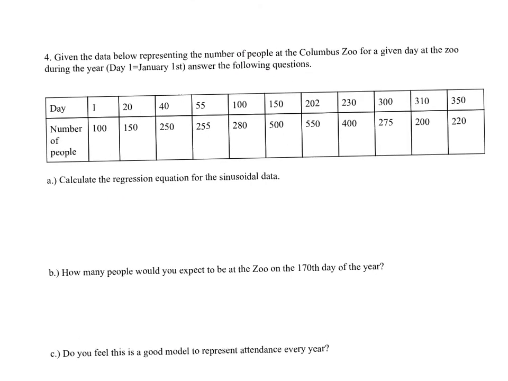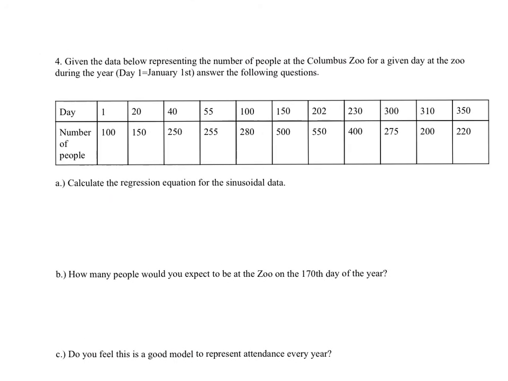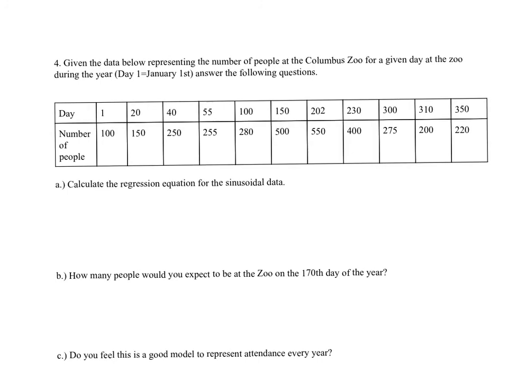So the last example would be a section 4 example, figuring out the regression equation for a sinusoidal function. Our data represents the number of people at the Columbus Zoo for a given day during the year. So day 1 would be January 1st, and then we would continue on for the rest of the 364 days of the year. We have data for the days and the number of people. We want to calculate the regression equation for the data.